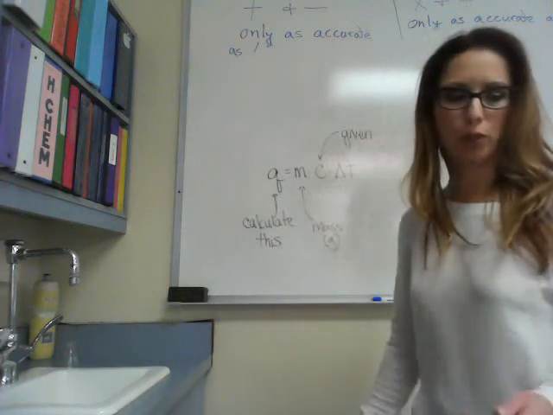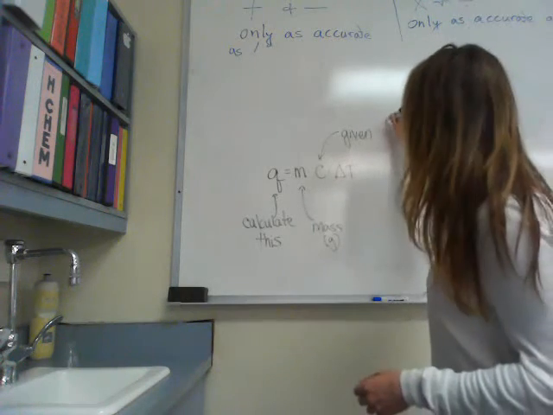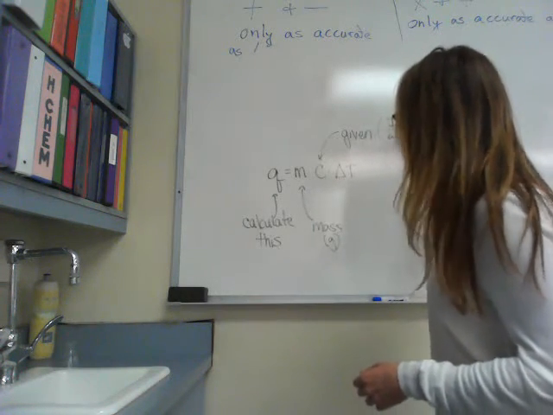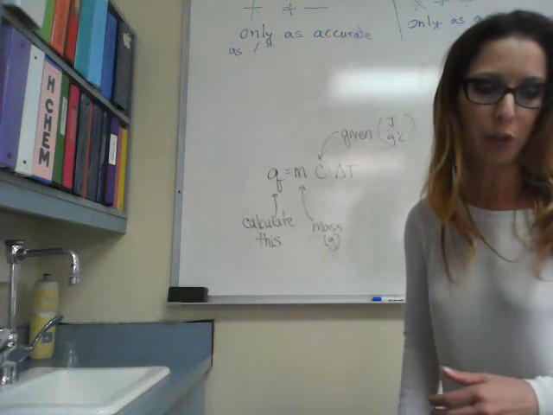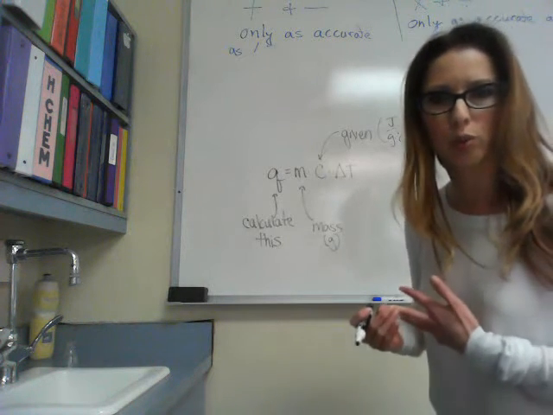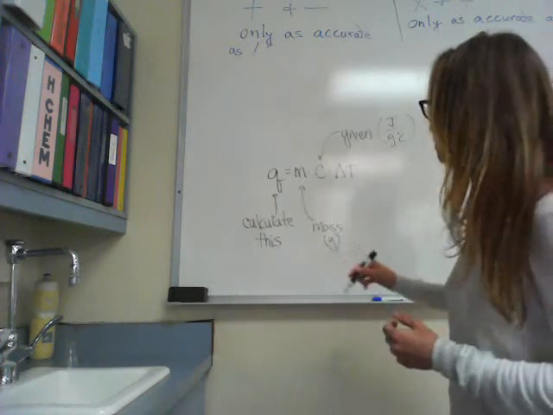Now, be careful with your units. Make sure you write your units down when you're doing this calculation at the very bottom of the lab. The units for specific heats are in joules per gram times degrees Celsius.